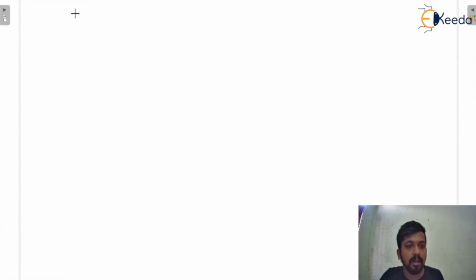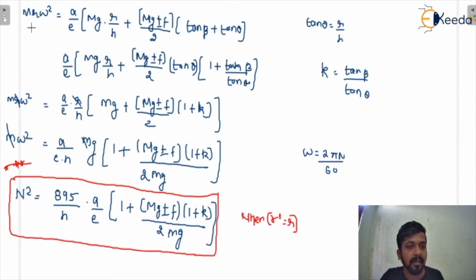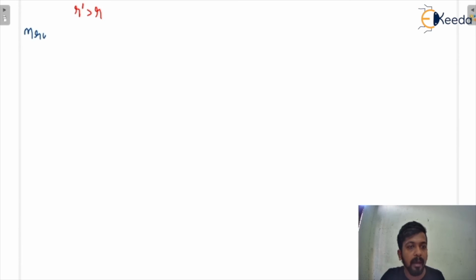When r dash is not equal to r, that means when r dash is greater than r, we generally have to use the general equations that we got in the first case. Initially we got, I'm again writing here, m r omega square multiplied by e is equal to mg c plus r minus r dash plus mg plus minus, this formula you must have to remember.